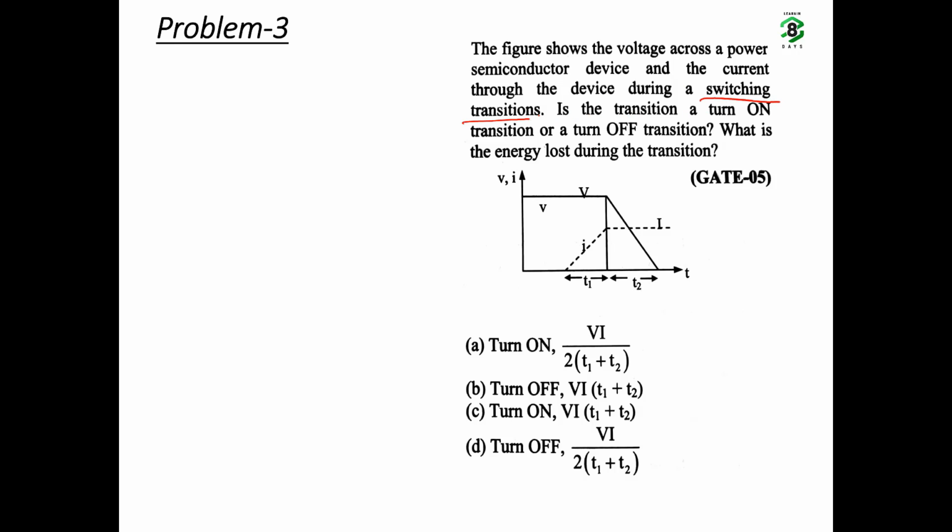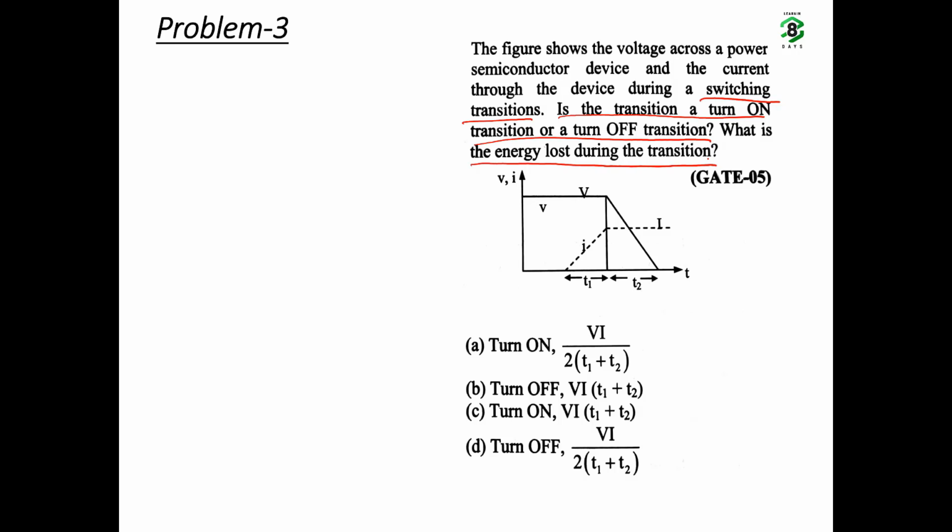It is clearly given as a switching transition. It means the loss associated here is a switching loss. Is the transition a turn on or a turn off transition? And what is the energy lost during the transition? So there are two questions clubbed together.